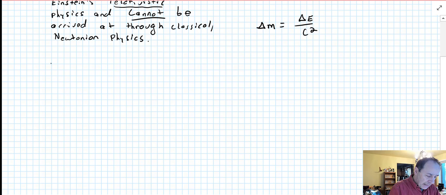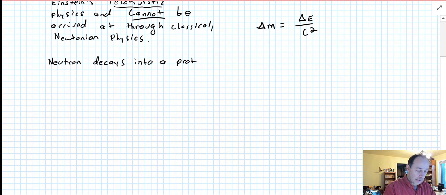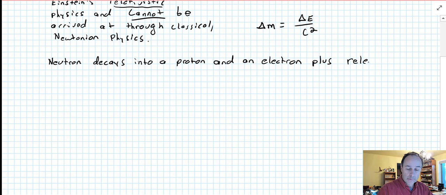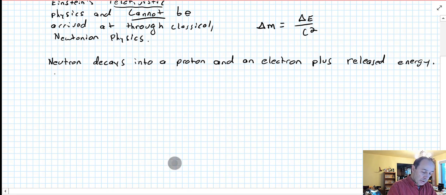So we're going to take an example where a neutron, those particles without charge that are relatively dense, that are in the nucleus with the protons, turns out to be a little bit heavier than a proton. So a neutron decays into a proton and an electron plus released energy. How much energy is released?